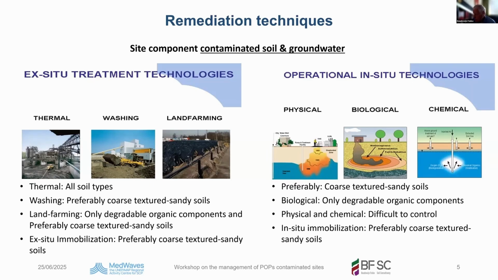Physical and chemical in situ technology are difficult to control because you inject soil or you inject chemicals and it's difficult to predict what it does. And then we have the last one, in situ immobilization. And also here you inject substances, clay bentonite, for instance, and then it becomes solid and it becomes hard. And this is also preferably with coarse textured soil because the material you inject should go everywhere. So this is in a nutshell what we have in our toolbox to remediate soil and groundwater.